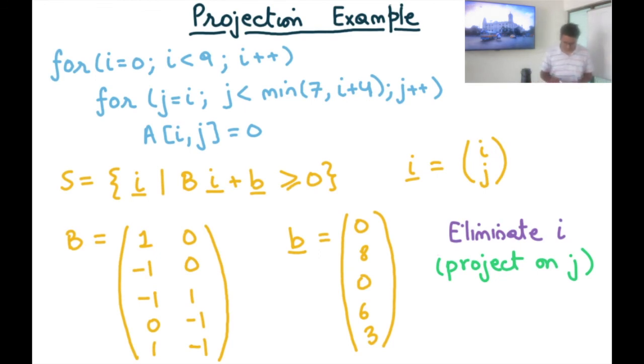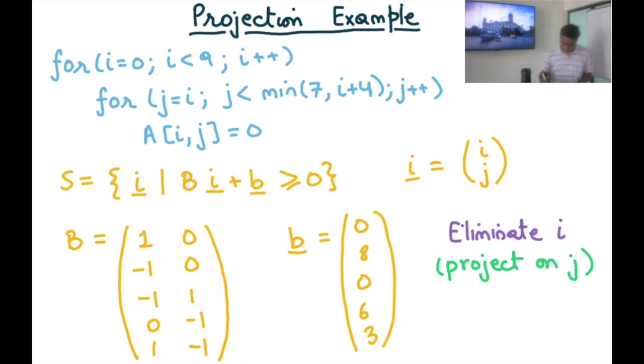So this is our original example. I is greater than or equal to 0, I is less than or equal to 8, or I is less than 9. J is greater than or equal to I, and J is less than or equal to 6, or less than 7, and J is less than or equal to I plus 3. These are the constraints for this particular polyhedron. I've just written the lower bounds and upper bounds as my matrices B and D.